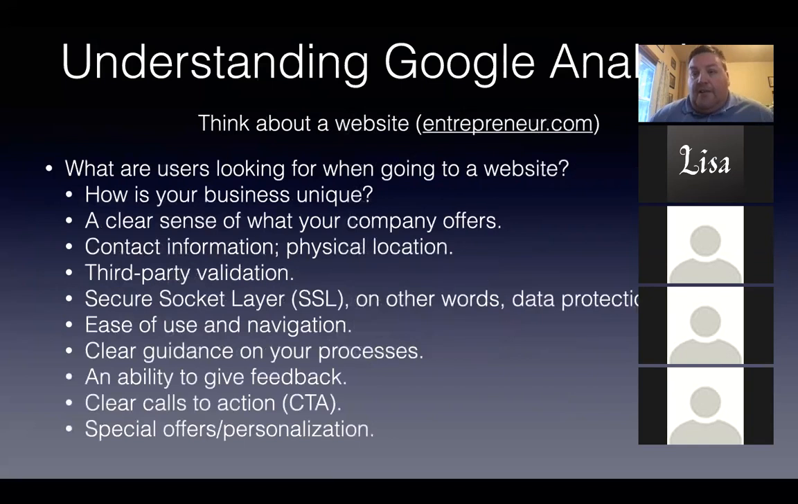To get an understanding of how the functionality of your website works, this is from entrepreneur.com. What are users typically looking for when they go to a website? They want to know, how is your business unique? They want to get a better understanding of what your company offers, contact information. They want to know where you're located.